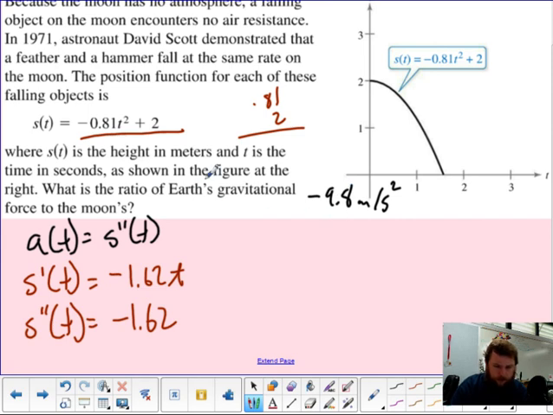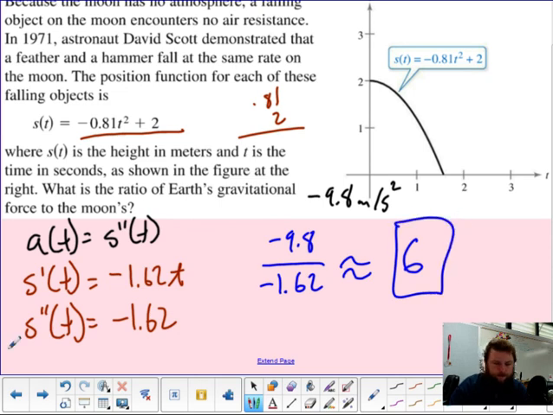Now to find the ratio of Earth's gravity to the moon's, we'll do Earth's gravity, negative 9.8, divided by the moon's gravity, negative 1.62. That's going to be roughly equivalent to 6, right? 6. So that is the ratio, roughly. And that's it.